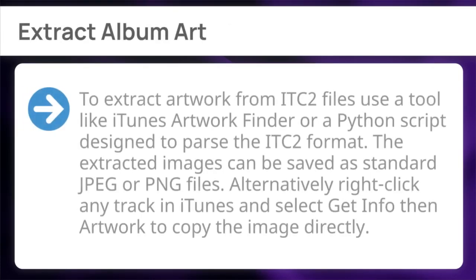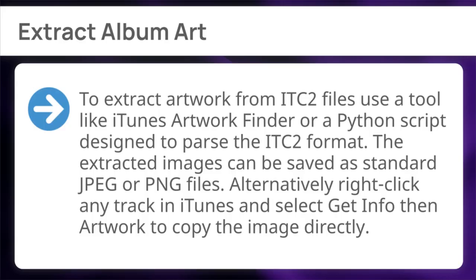Next, extract album art. To extract artwork from ITC2 files, use a tool like iTunes Artwork Finder or a Python script designed to parse the ITC2 format. The extracted images can be saved as standard JPEG or PNG files. Alternatively, right-click any track in iTunes and select Get Info, then Artwork to copy the image directly.